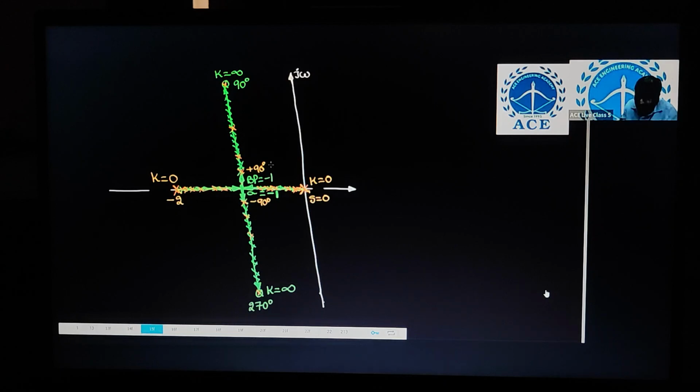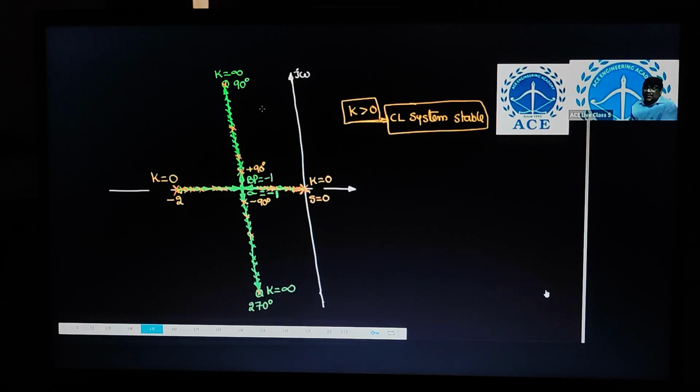Yes or no? For what values of K do the root locus branches lie in the left half? For those values of K, the system is stable. Here, for K greater than 0, the complete root locus lies in the left only. That's why it is stable. That means I can simply write, K greater than 0, the closed loop system is stable.